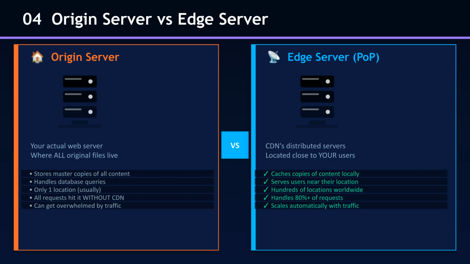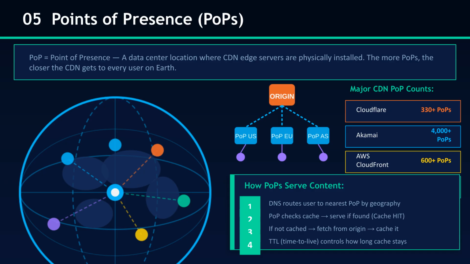The origin server is your actual web server, where all master files live. Conversely, the edge server, or point of presence, is one of the CDN's distributed servers located closer to your users. The edge server handles the majority of requests by caching content locally. A point of presence, or POP, is a data center location where CDN edge servers are physically installed. The more POPs a CDN has, the closer it is to every user. Major CDNs offer hundreds to thousands of POPs globally. POPs use DNS to route users, check the cache, and serve content based on the TTL.